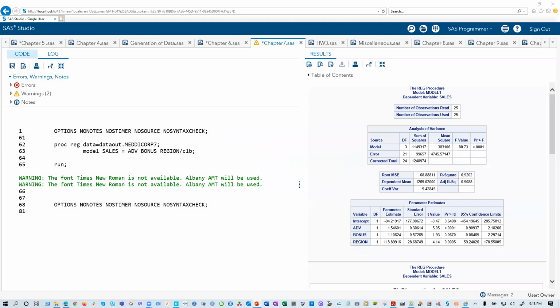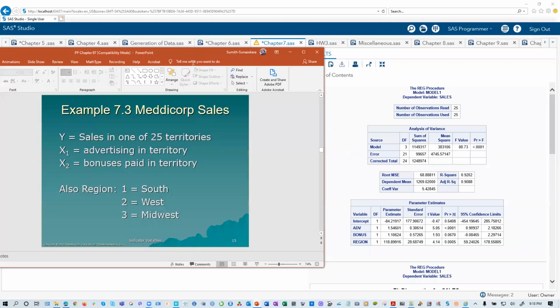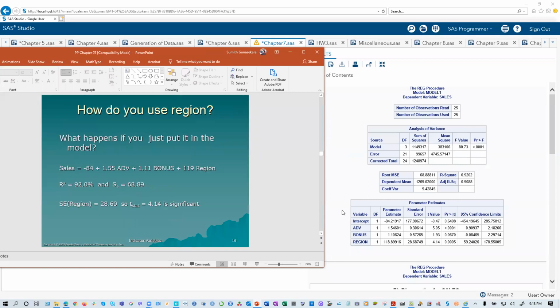These are the results. Okay, let's compare with our results. Now the region has been included. Okay, so 84, 1.61, 1.1, and 180, 190. This is where the R squared is. See, R squared here, that's for the overall. This is the ANOVA table. See, root mean squared error 68.